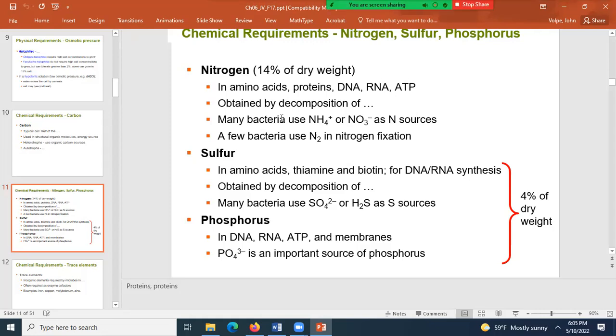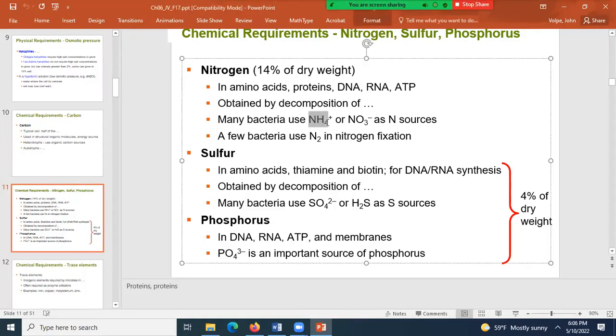Nitrogen is largely obtained by cells from the decomposition of proteins, but you can get it from other sources, like many bacteria can use ammonium, so they can pick that up from the soil, or they can use nitrate, NO3 with a negative charge, or some other nitrogen source.